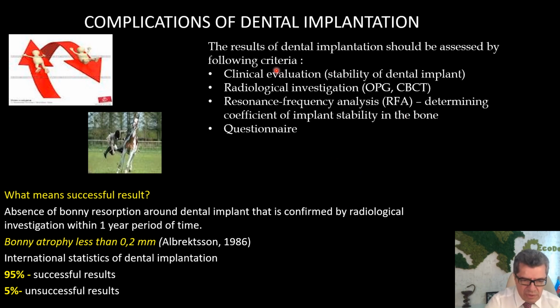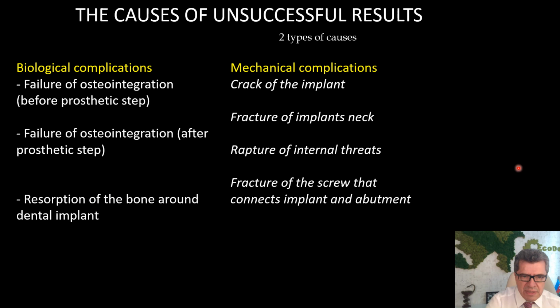International statistics on dental implantation in the world show a 95% successful result. It's a very high reading, and 5% are unsuccessful results. For us, it's necessary to know the cases with unsuccessful results. We have 2 types of cases: biological complication and mechanical complication. The mechanical complication is connected with a manufacturing problem. This is a crack of the implant, fracture of the implant neck, rupture of internal threads, and fracture of screws that connect implant and abutment. Biological complications are failure of osseointegration before prosthetic steps, failure of osseointegration after prosthetic steps, and resorption of the bone around the dental implant.